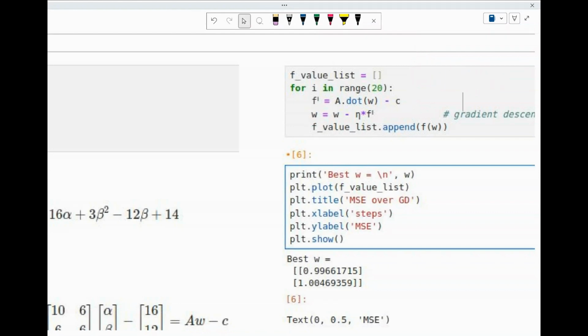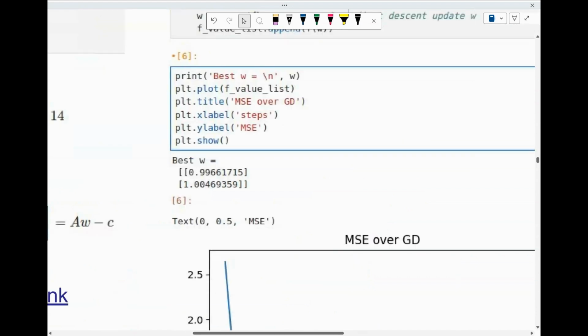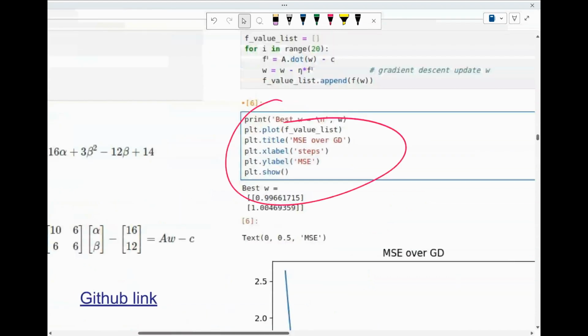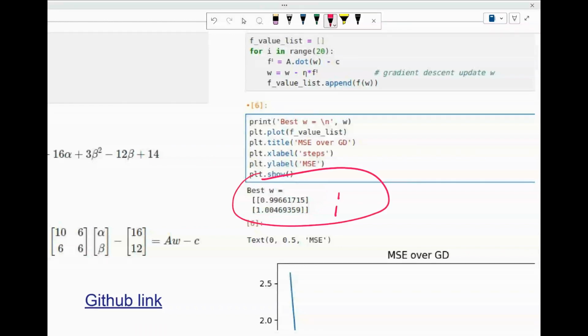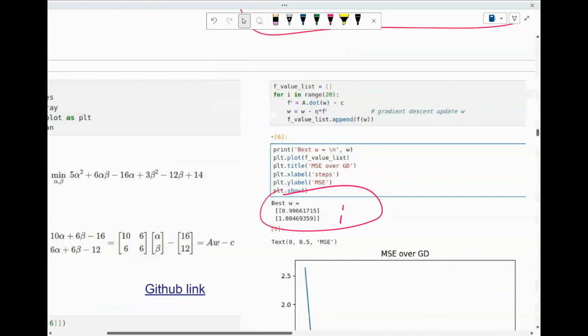So the rest is just plotting. I plotted this out, and you can see that after I run gradient descent, after just 20 loops, I did it 20 times, it basically gives us a solution of 1, 1. I mean, this is 0.9966, so it's pretty close. Right, so we basically got the right solution after just running it 20 times.